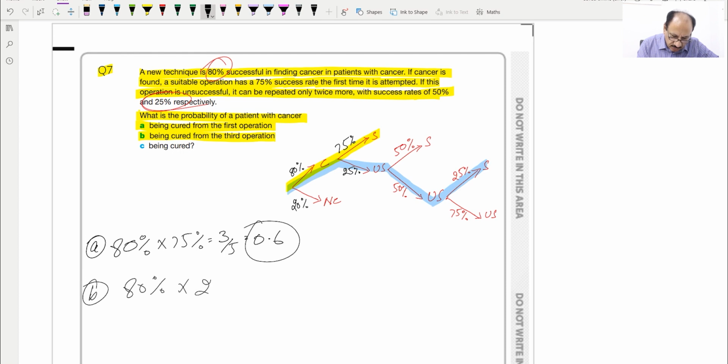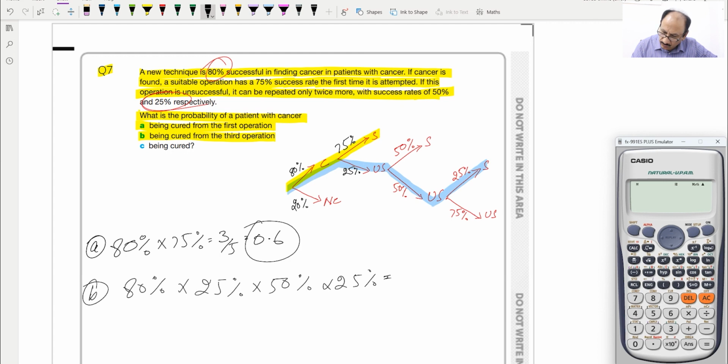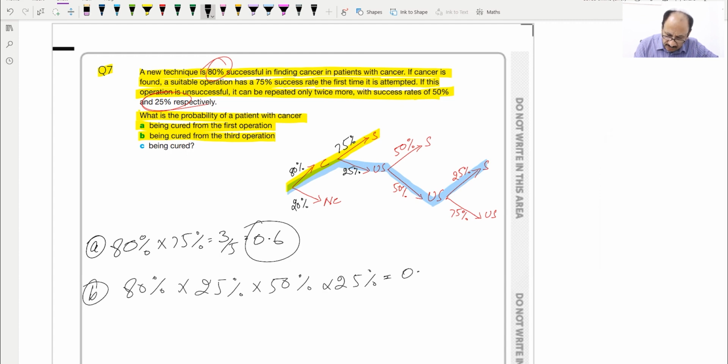We can take 80% multiplied by 25% multiplied by 50% multiplied by 25%, as I indicated in the tree diagram. So the same route we are taking: 80% multiplied by 25% multiplied by 50%, and then finally multiplied by 25%, and this will give us 1 over 40, which we can write as 0.025. This will be the answer for B part.